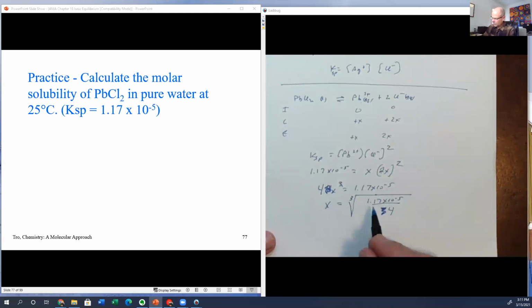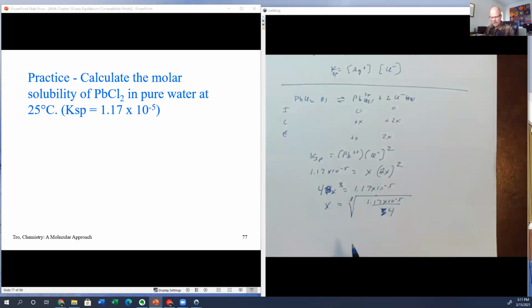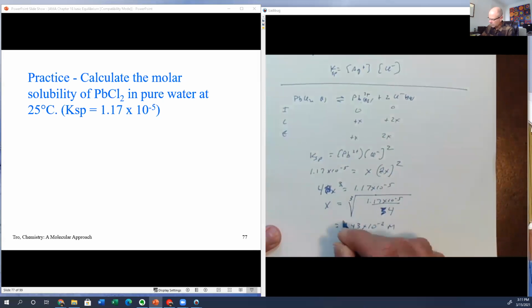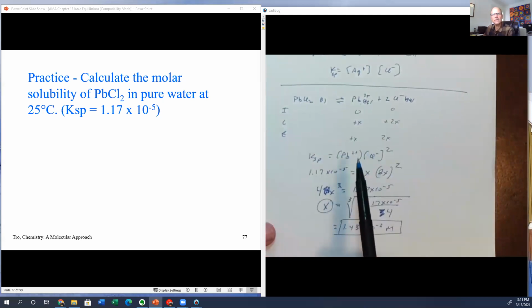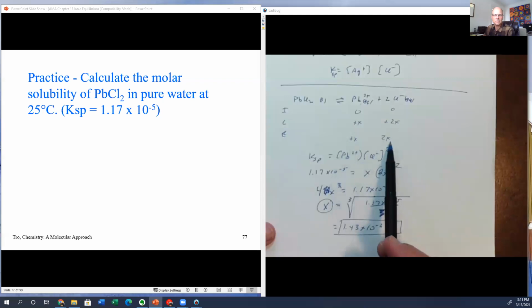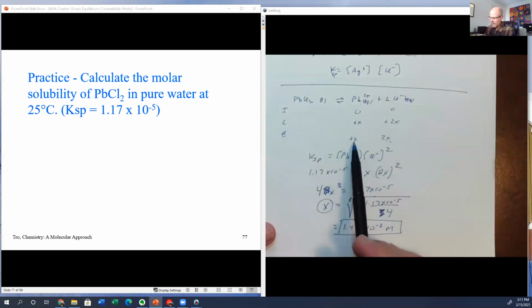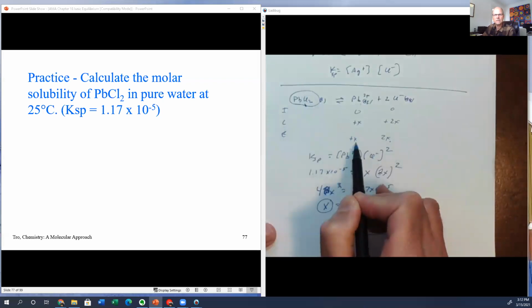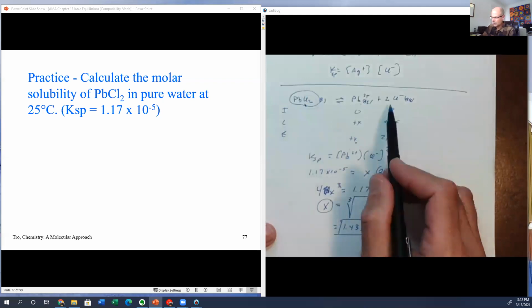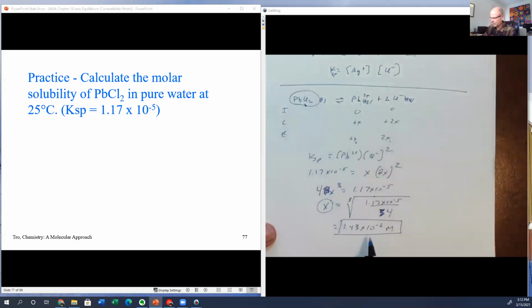All right, so x is equal to the cube root of that, and that comes out to be 1.43 times 10 to the minus 2 molar. Now the question is: is the solubility equal to x or 2x? The number of moles of this that dissolve per liter is equal to x. 2x is twice the solubility. So that's just equal to x, which is also the solubility.